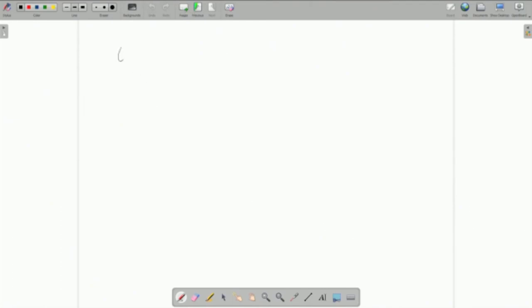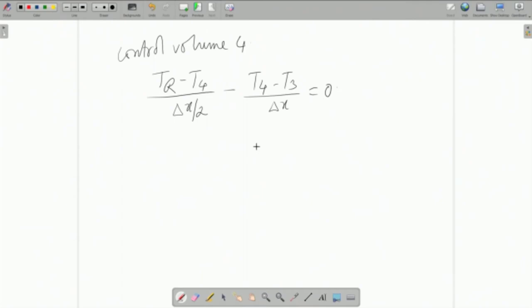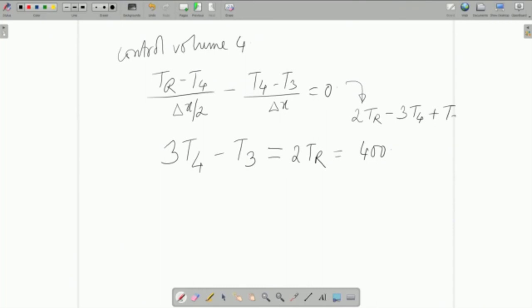So, for the control volume 4, the equation will be, and then once you rearrange, you can write it like this. There will be one step earlier over here where you can write 2 T r minus 3 T 4 plus T 3 equal to 0, and then you realize that you know T r. So, you can take it to the other side and you have a numerical value, and therefore, you get a condition like this.